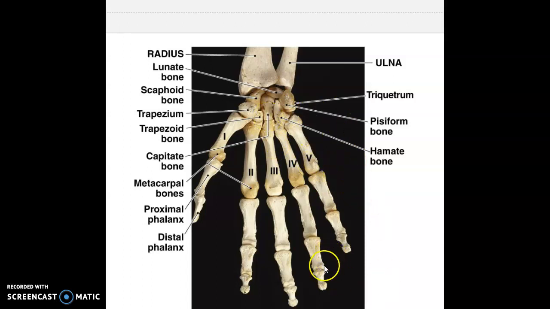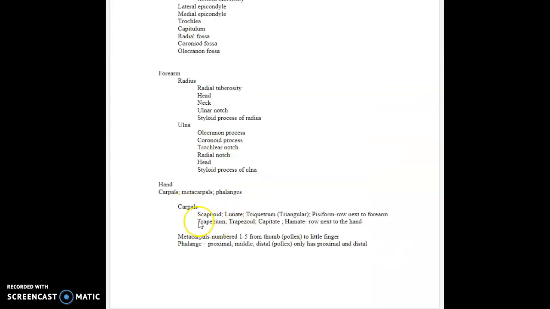Now, if I were to ask you, well, what is this bone right here? You would say it's the middle phalange of the 3rd metacarpal. If I were to ask, what's this bone? You would say it's the distal phalange of the 5th metacarpal. If I ask, what's this bone? It's the proximal phalange of the 1st metacarpal. So that finishes up the hand.